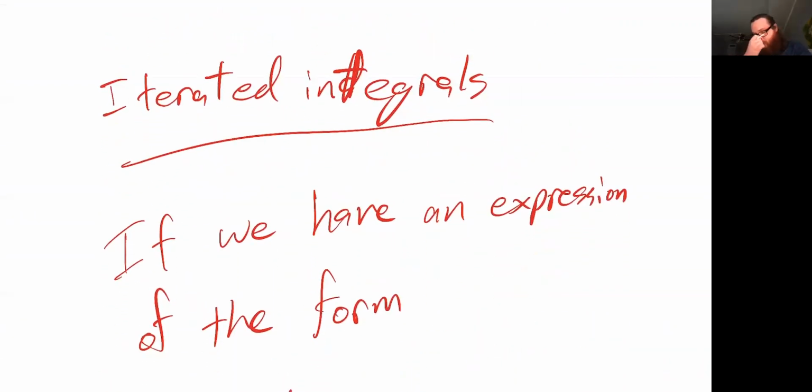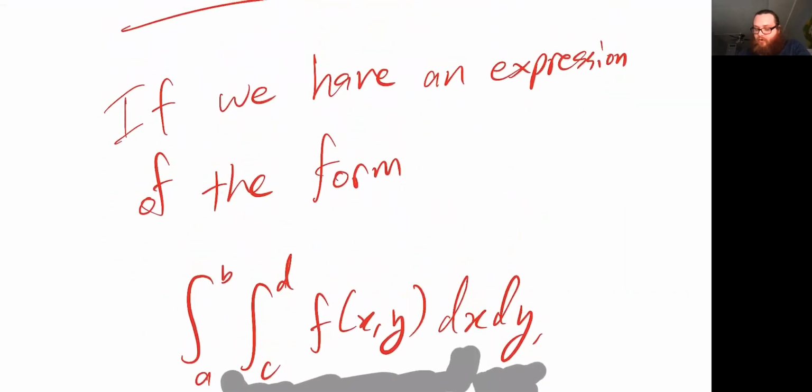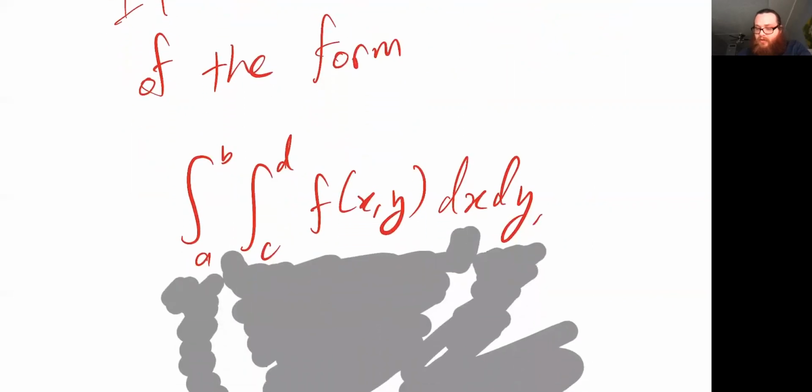Okay, so what are iterated integrals? If we have an expression where we have one integral out here, one integral in here, and this inner integral is with respect to dx, this outer integral is with respect to dy, and we're integrating a function of two variables, x and y. The question is, how do we make sense of this? How do we compute this?